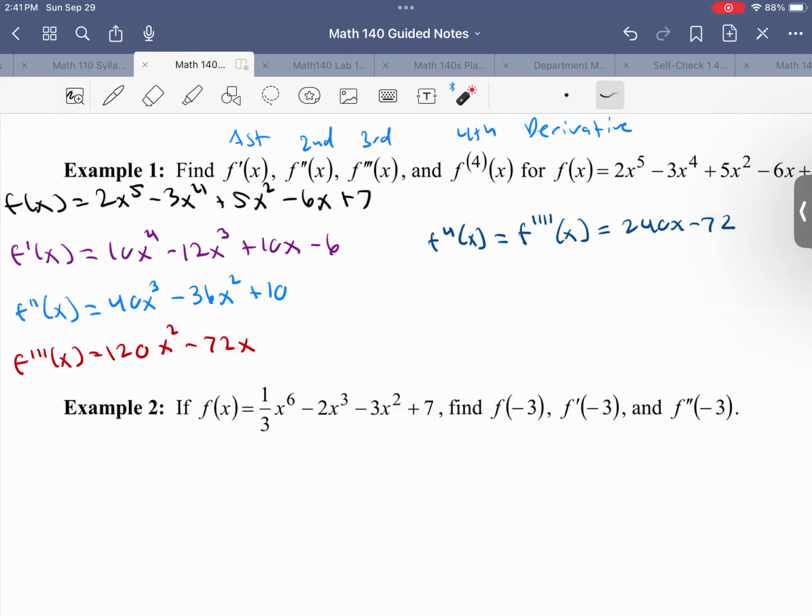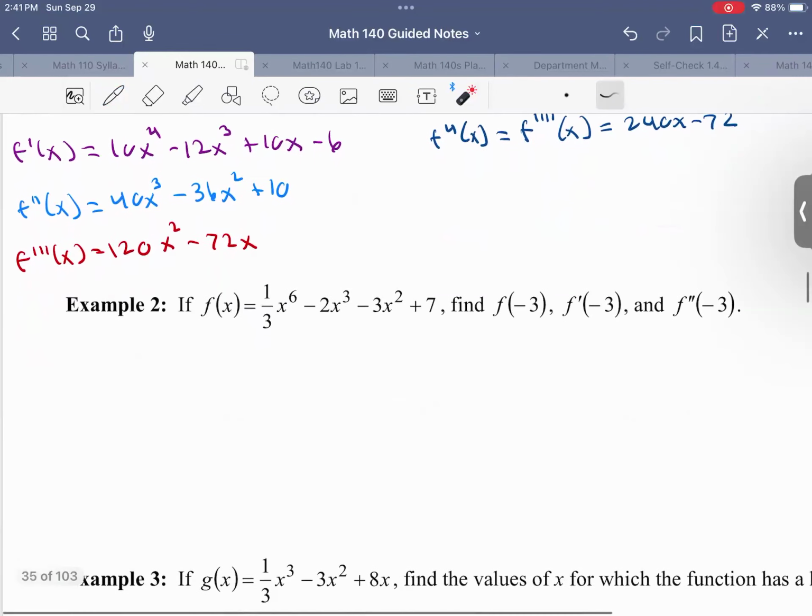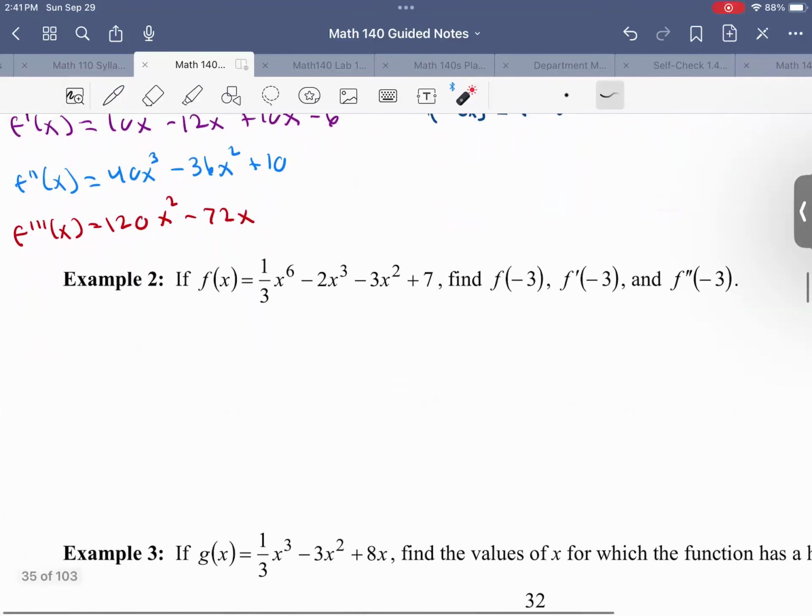Okay, so here's example 2 now. It says if f of x equals 1/3 x to the 6 minus 2x cubed minus 3x squared plus 7, we want to find the function evaluated at, let me write that out.